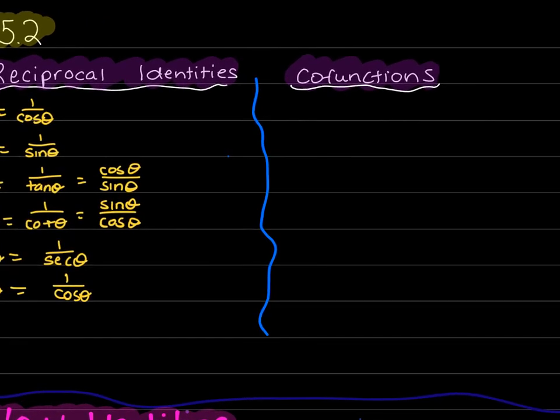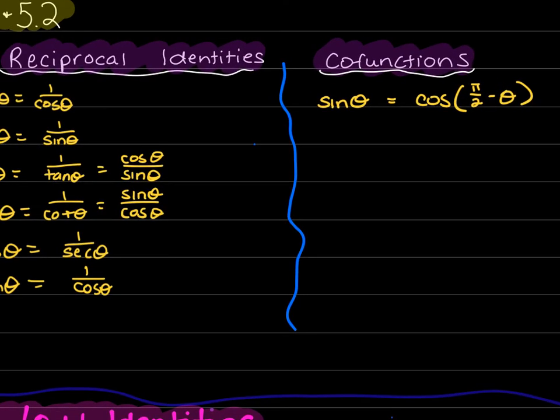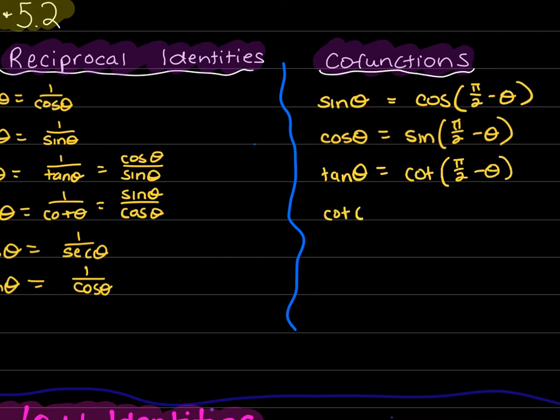Then came the cofunctions. These are your partners that deal with complements. If I said sine of theta, it's the same thing as the cosine of pi over 2 minus theta. And vice versa, sine of pi over 2 minus theta could be replaced with cosine theta. Then tangent went with cotangent. So tangent of theta is the same thing as cotangent of pi over 2 minus theta, and cotangent of theta is the same thing as tangent of pi over 2 minus theta.